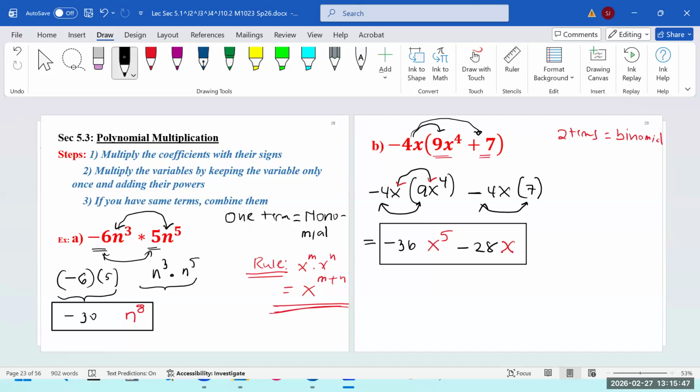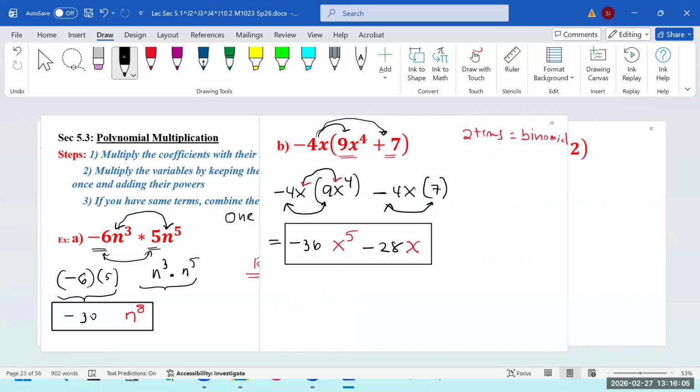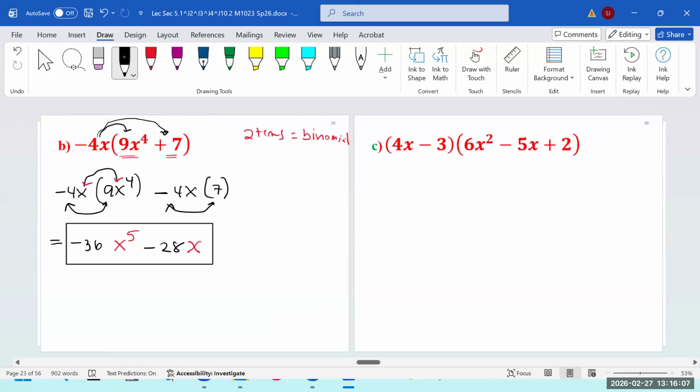It doesn't matter how many terms you have, do the exact same thing. Take one monomial from every polynomial and keep multiplying them. Bless you. Any question? Now these are too easy, so don't expect to see this in the exam. What you're going to see in the exam is the next one. Also, you're going to see this in the final.